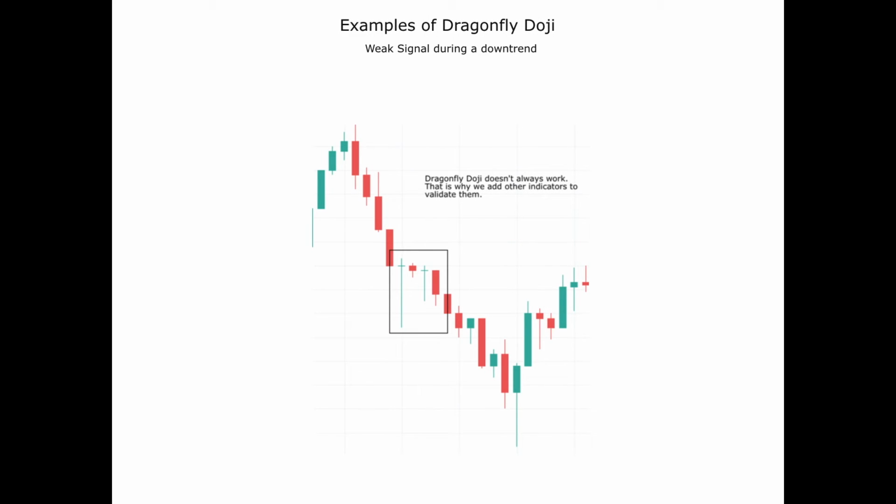For the last example, we wanted to show you that these candlestick patterns do not always work, especially in the middle of a downtrend. That is why we must seek validation that the trend is about to end.